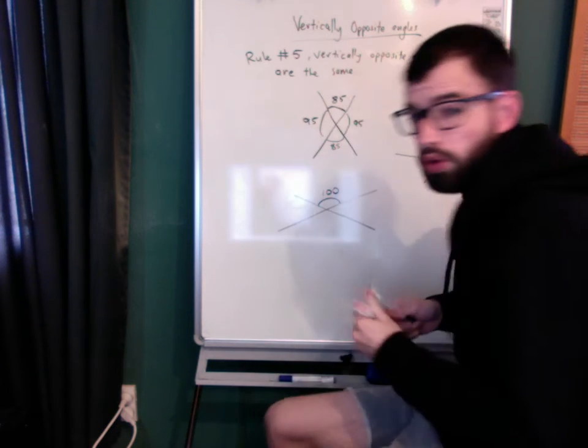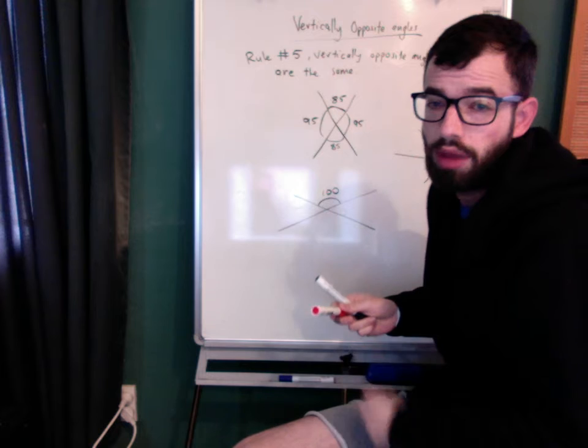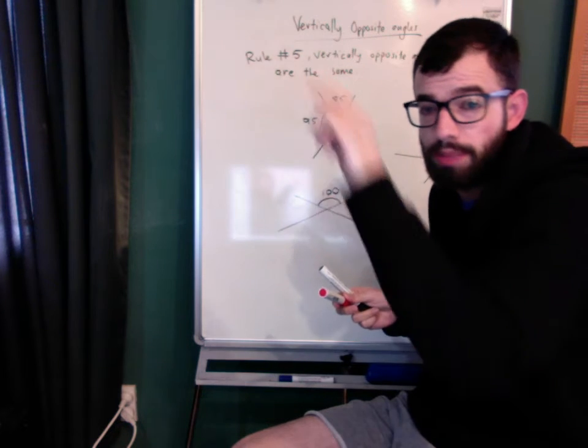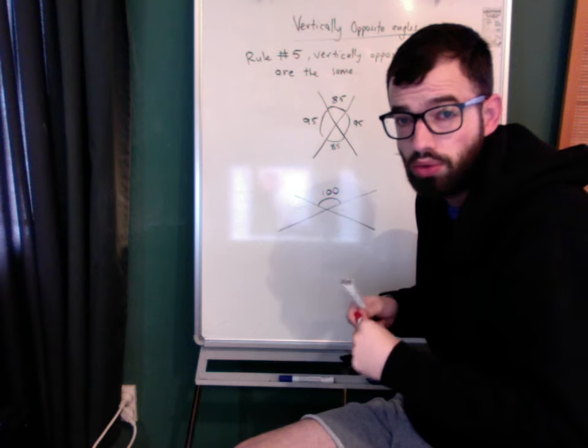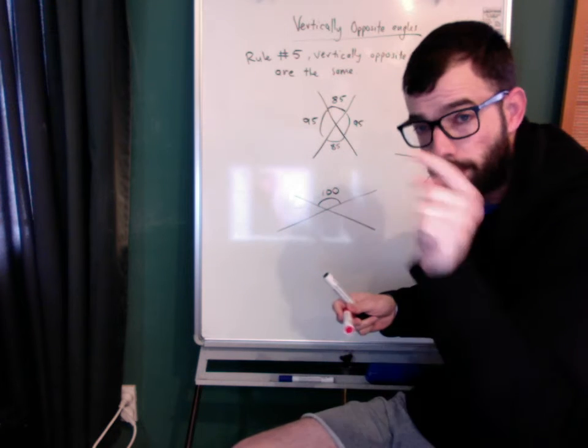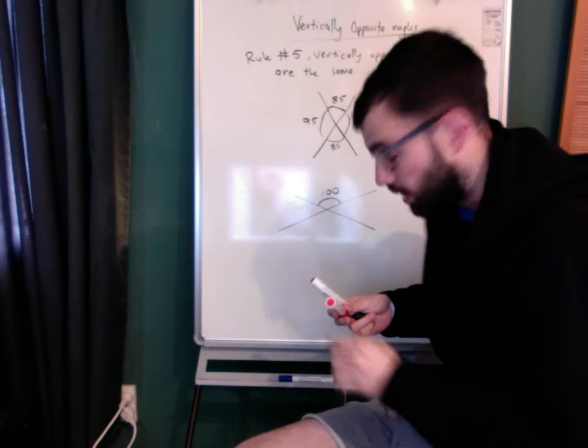First of all, vertical means up and down. So it means one angle that is above another angle, on opposite sides of the angle, will be the same. Now, it can also apply across, but they just call it vertically opposite for the point.